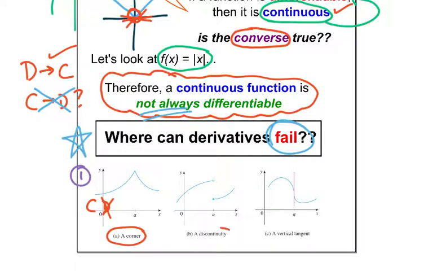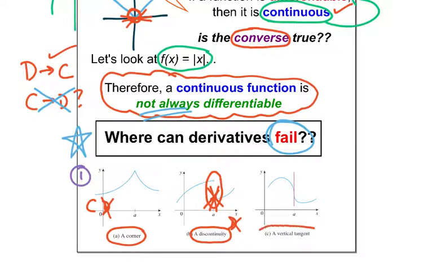Well, how about just a discontinuity? You can't take the derivative at a discontinuity because, well, where would you draw it? Here, I guess? Okay, well, again, it's a weird point. Is that the tangent? Is that the tangent? Is that the tangent? I don't know. So discontinuities are also not differentiable.